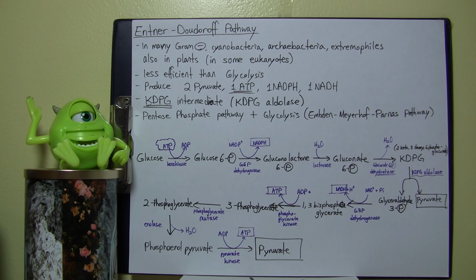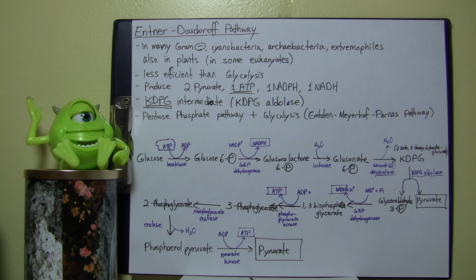And another difference is that the Entner-Doudoroff pathway produces a KDPG intermediate, and this is called 2-keto-3-deoxy-6-phosphogluconate. And if you don't have KDPG aldolase, which is an enzyme that converts KDPG into pyruvate and glyceraldehyde 3-phosphate, it's very toxic for the cell because it inhibits cell growth.